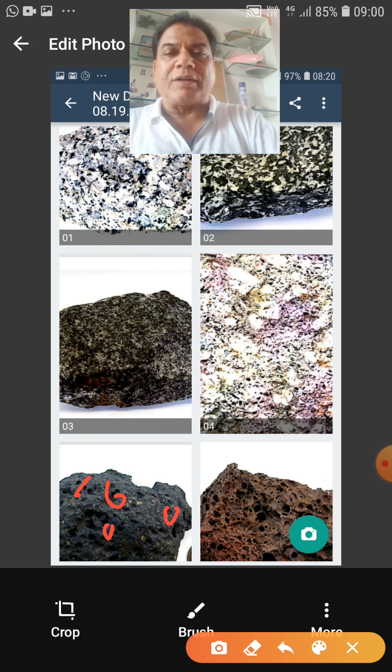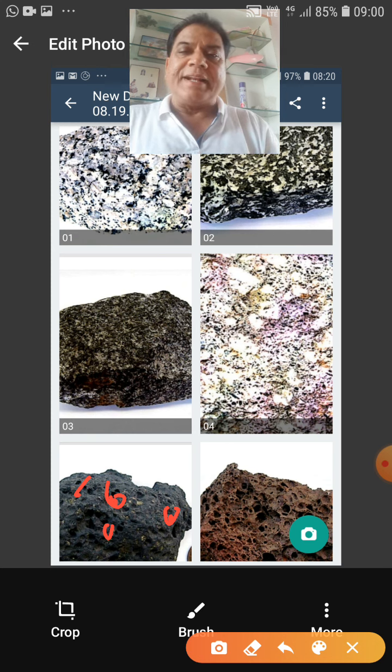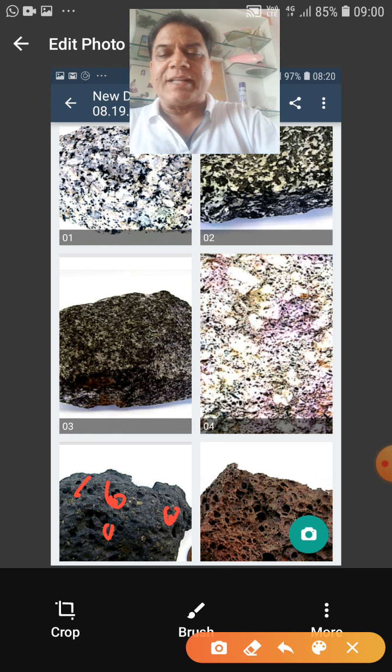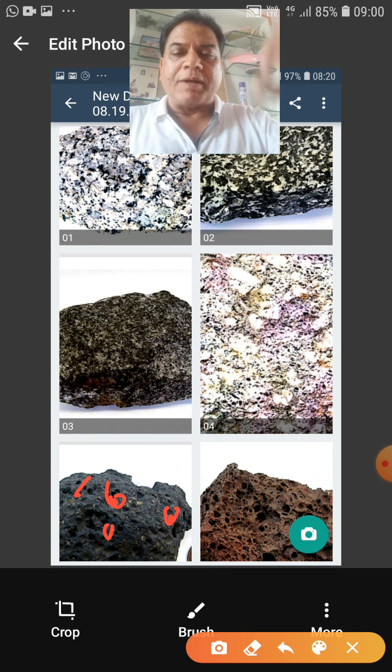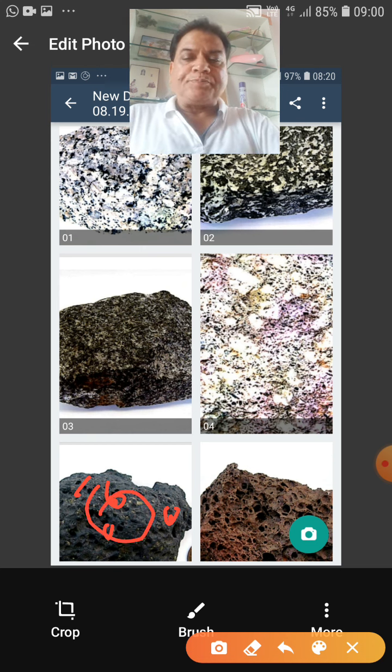So this is vesicular basalt. If these vesicles are filled by secondary mineral or by some other mineral, then we call that amygdaloidal basalt. Amygdaloidal. If cavities are empty, void, then it is called vesicular. Once they are filled up by secondary minerals, then they are called amygdaloidal basalt. So this is amygdaloidal basalt.